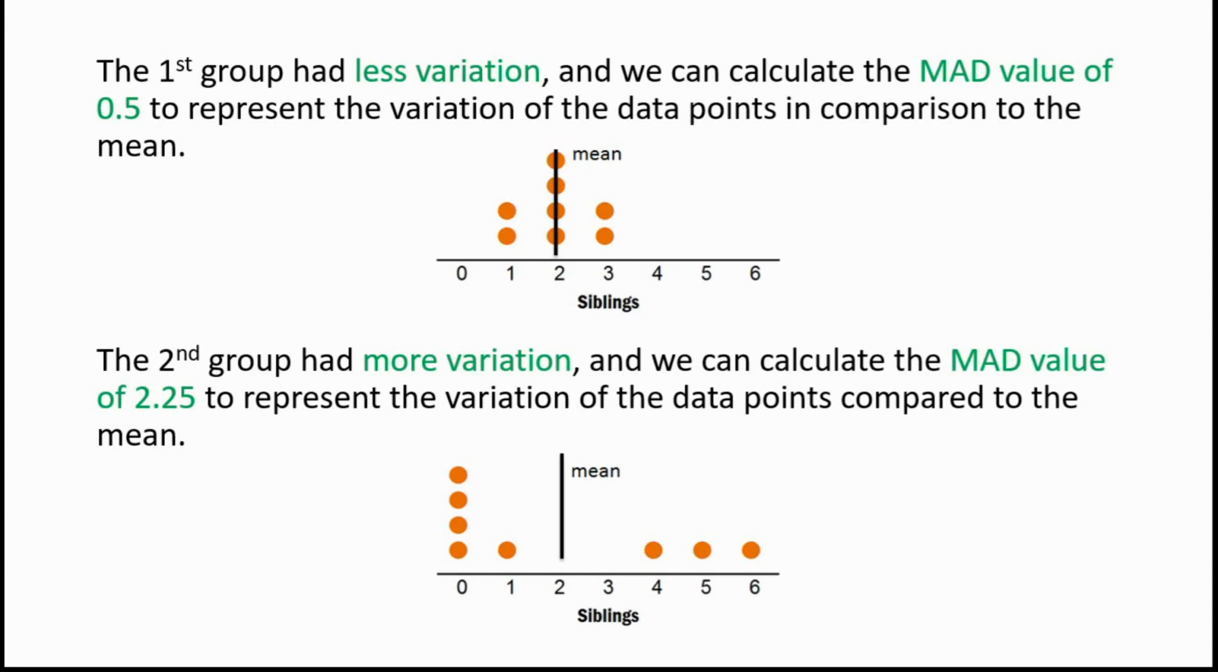So with our first group, there was only a variation of 0.5. The mean absolute deviation was 0.5. So that was lower because there is less variation. And with the second group, there was a whole lot more variation, a lot more variety of numbers. So we had a higher mean absolute deviation at 2.25.